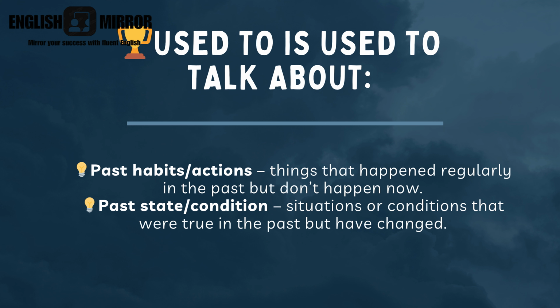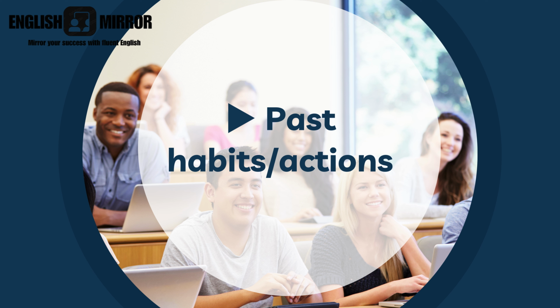And another condition is when we are talking about a past state, that is, past situations or conditions that were true in the past but have changed. It is the same as the other one: it was true previously but now it is not true, or it has undergone some change. In such cases also we use "used to". Now we'll look into some examples one by one and make the concept more clear.